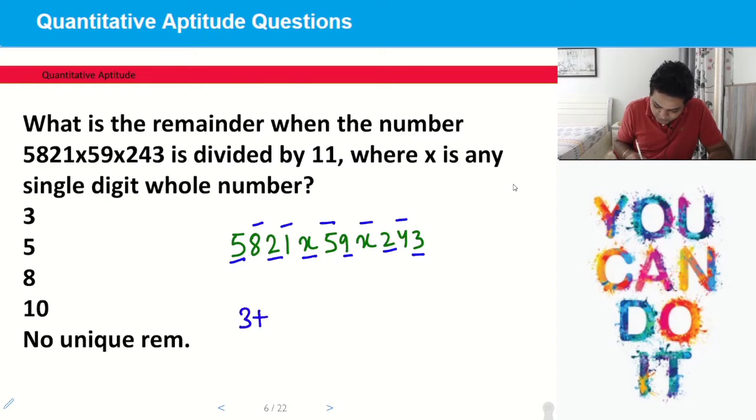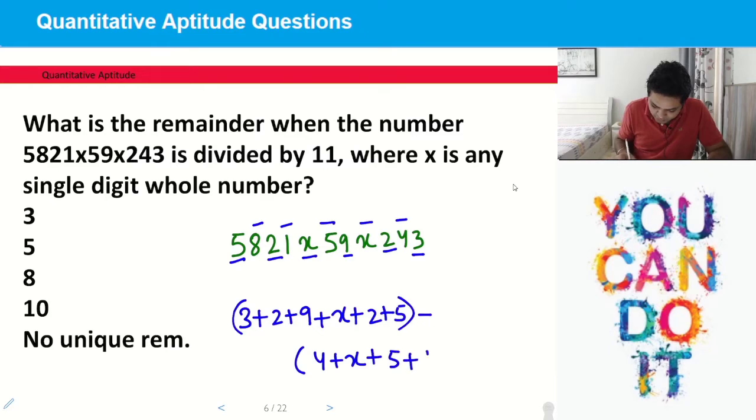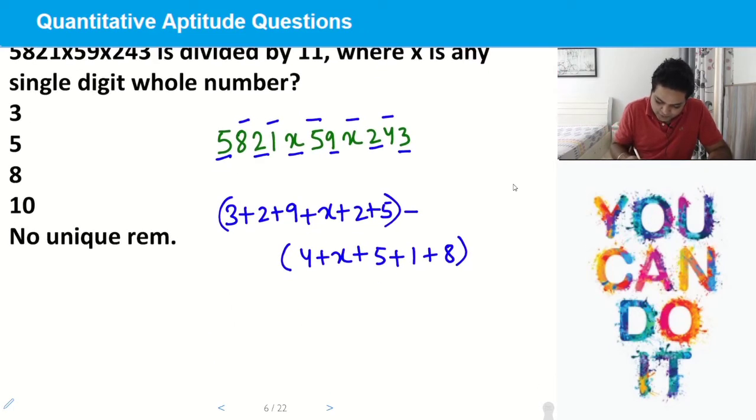So 3 plus 2 plus 9 plus x plus 2 plus 5 minus 4 plus x plus 5 plus 1 plus 8. Now if I subtract them, so 3 plus 2, 5 plus 9, 14 plus 2, 16 plus 5, 21 plus x minus 8 plus 1, 9 plus 5, 14 plus 4, 18 minus x.